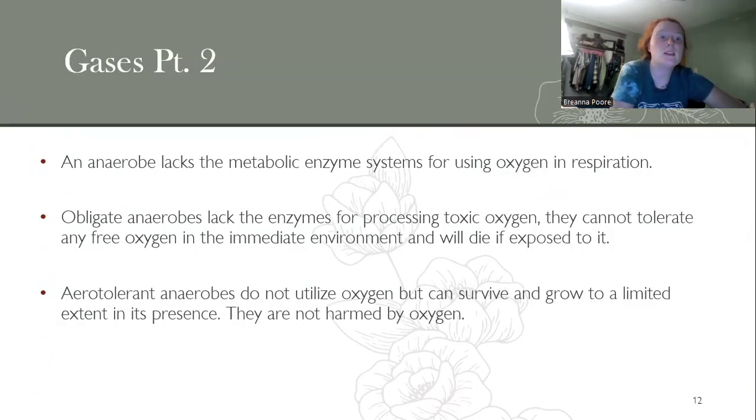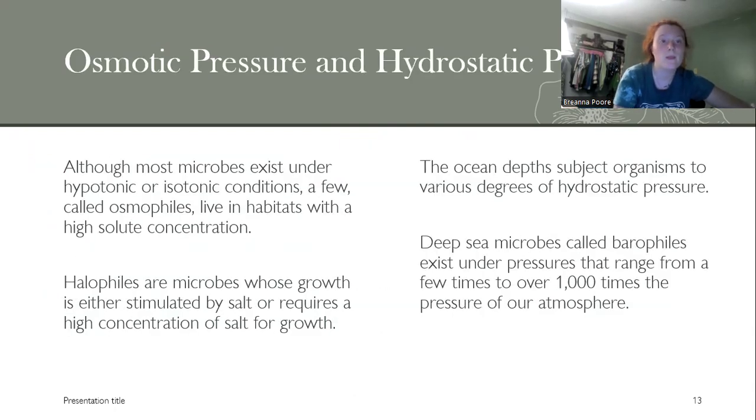Part two of gases. An anaerobe lacks the metabolic enzyme system for using oxygen in respiration. Obligate anaerobes lack the enzymes for processing toxic oxygen. They cannot tolerate any free oxygen in the immediate environment, and they will die if they are exposed to it. Aerotolerant anaerobes do not utilize oxygen, but they can survive and grow to a limited extent in its presence, and they're not harmed by oxygen.